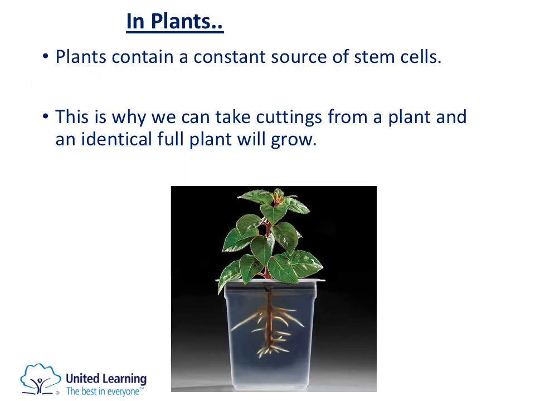So if we take a look at plants, plants contain a constant source of stem cells. So we can take cuttings from a plant and grow an identical plant just from those cells. So they're very useful. If you think about farming and you've got a successful crop, a successful plant, you can take cuttings from that plant and grow an identical plant, and then that will be successful as well. So in industry, it's very useful that we can use these stem cells to produce an identical plant.